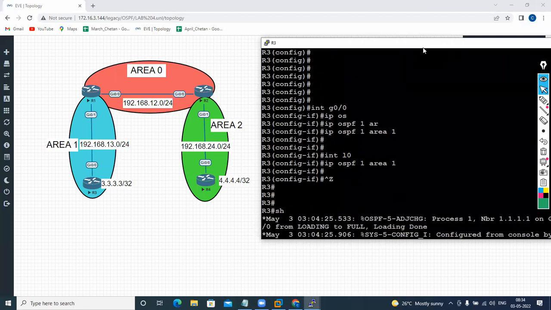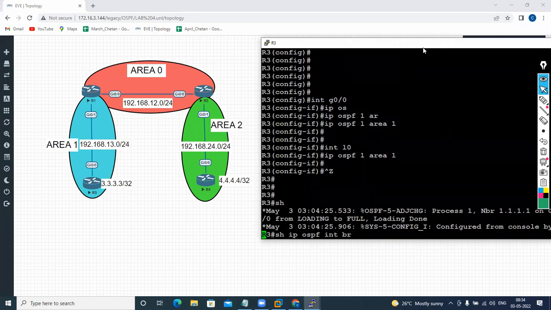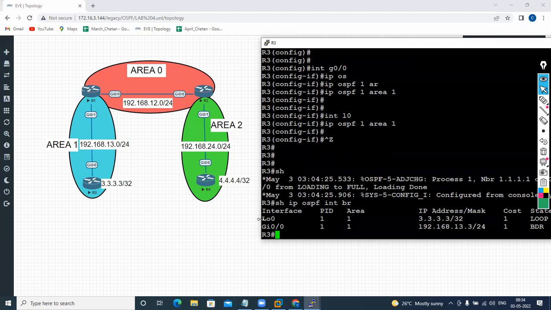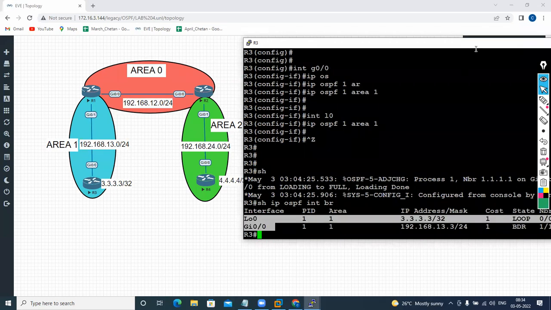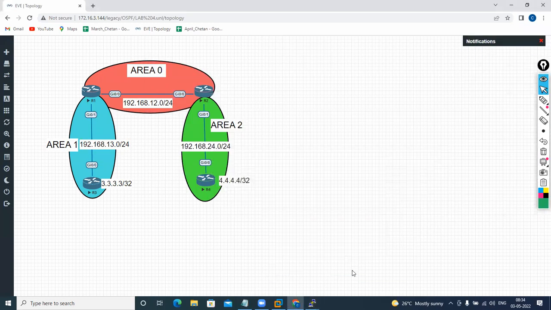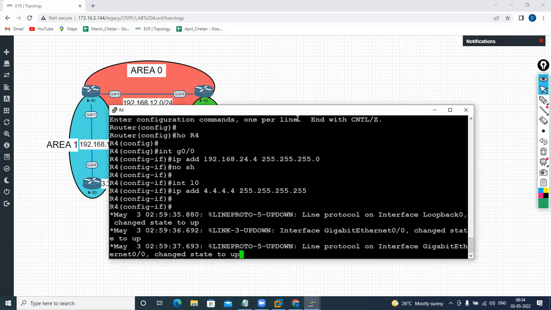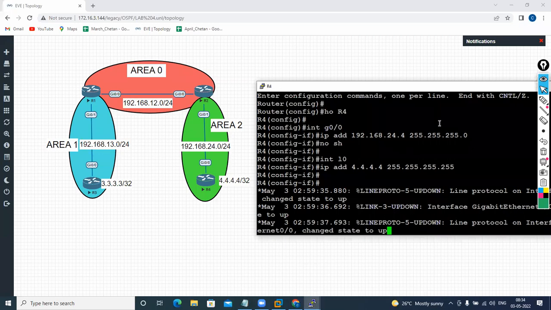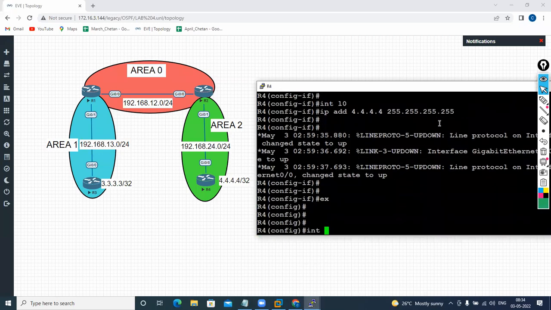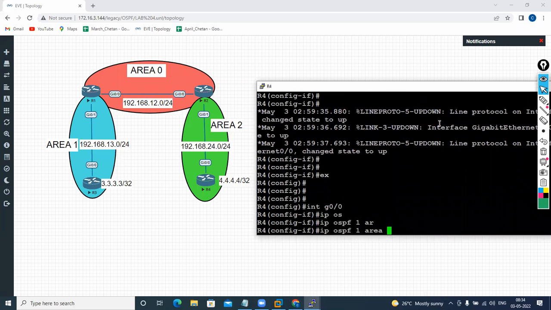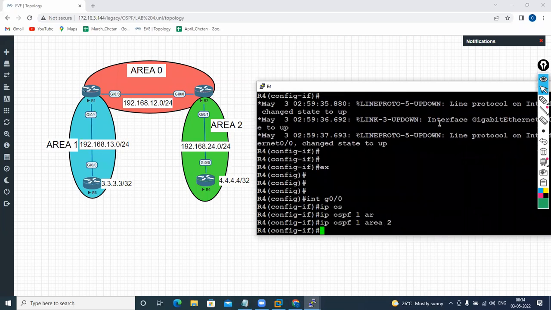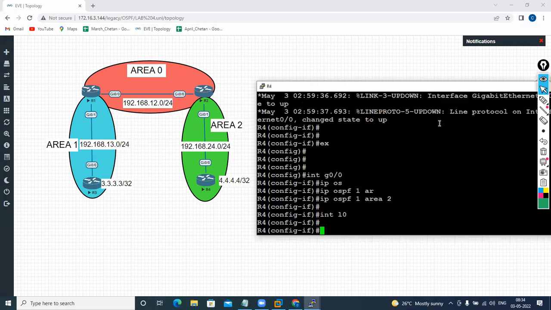Show IP OSPF interface brief. So you have enabled OSPF 1 on loopback 0 and Z0/0. This part is clear. Now go to R4 and enable OSPF. Interface Z0/0, IP OSPF 1, area 2, and interface loopback 0.